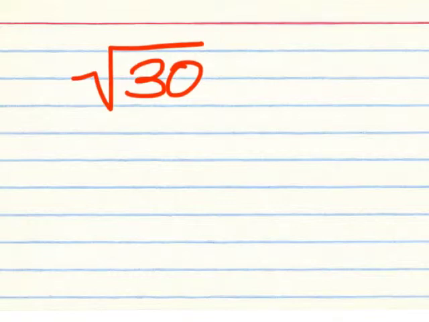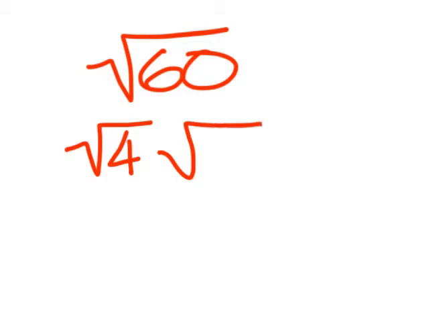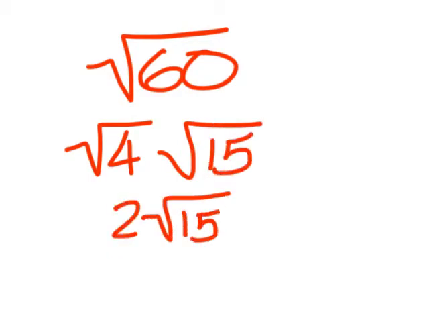If you can't simplify something because you can't find a perfect square that goes into it, the answer is simply square root of 30. There's nothing you can do to it. Here's another one, and this one does reduce. The solution for this practice problem, the highest perfect square that will go into 60 is 4. And the square root of 4 is 2. 2 square root of 15. Drop this one off.